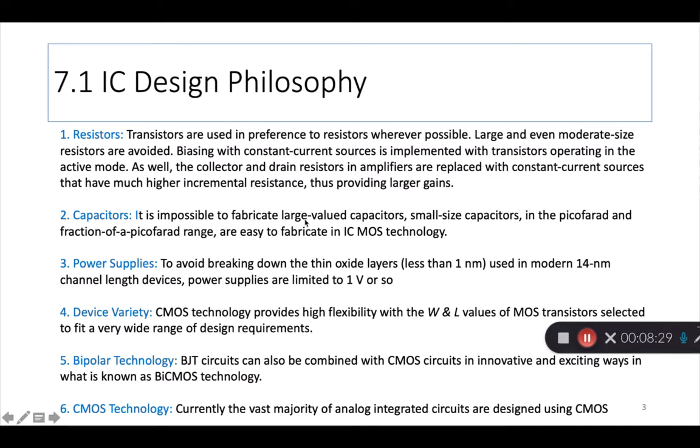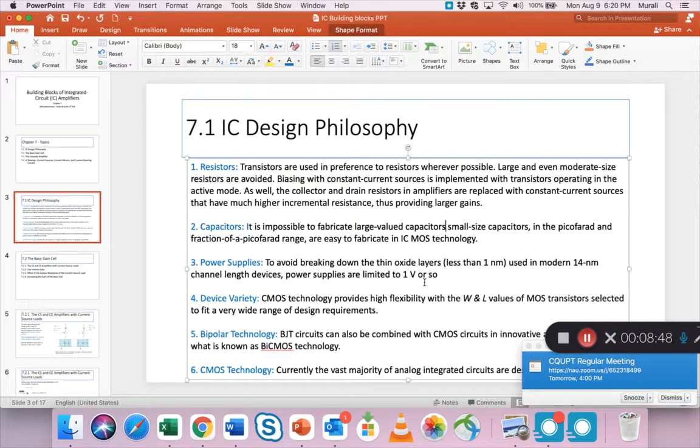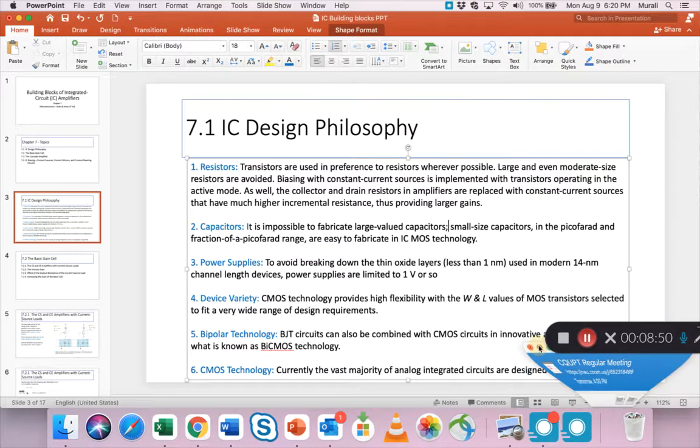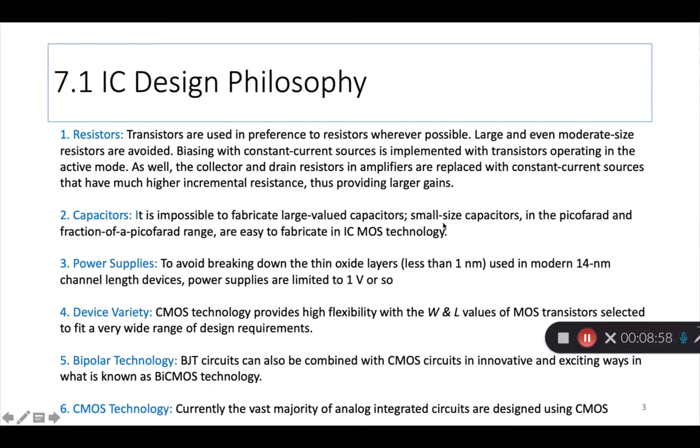It is impossible to fabricate large value capacitors. Small capacitors in the picofarad and fraction of a picofarad range are easy to fabricate, right? So large value capacitors are difficult. But small size capacitors in the picofarad and fraction of a picofarad range are easy to fabricate. So that's why those are preferred.